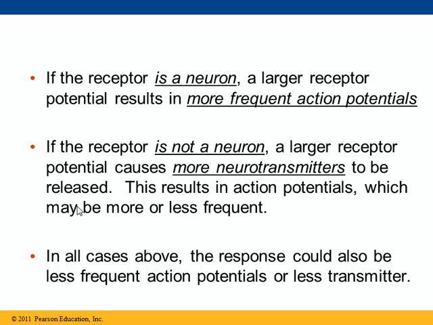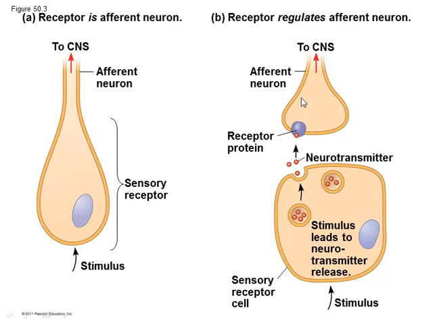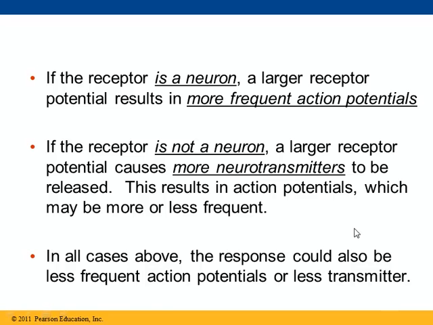If the receptor is not a neuron, instead of having to directly alter its speed of action potentials, it could just be releasing more neurotransmitter, which will result in the following afferent neuron changing its frequency of action potentials. But whether or not the receptor is a neuron, or whether or not the receptor synapses with a neuron, the net effect is we speed up or slow down the action potentials. And that's one more thing I want you to know.